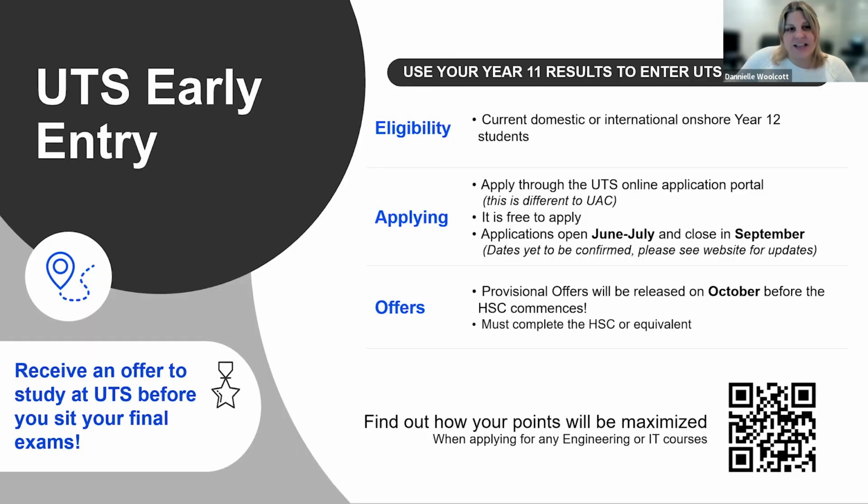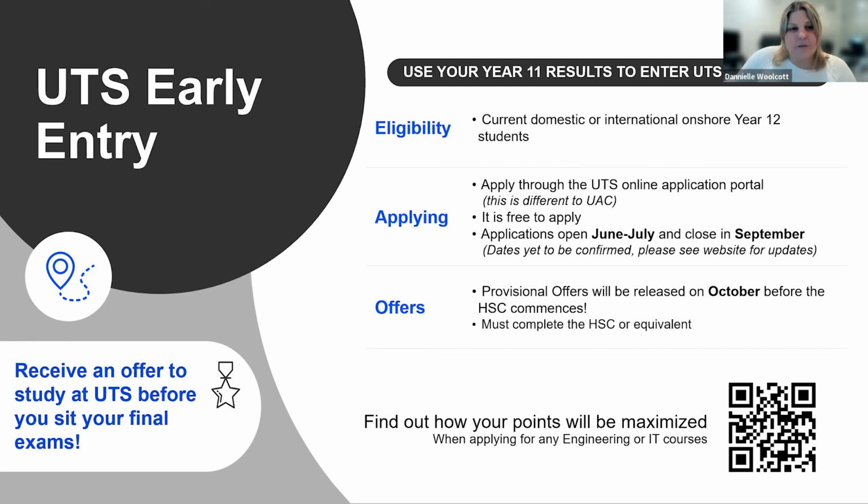The UTS Early Entry Program. The program itself is currently available for domestic students in Year 12. You can apply through an online application that's different to UAC. It's free to apply, and applications are likely to open in June and July and close in September. These dates are yet to be confirmed, but we'll provide this information as soon as possible.